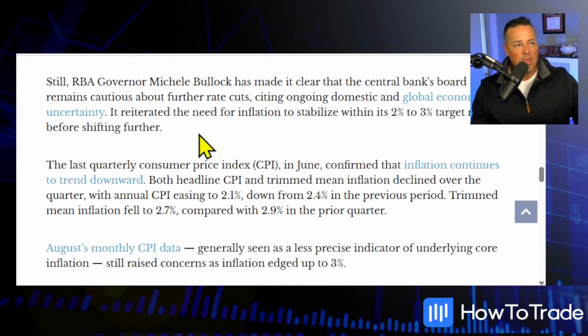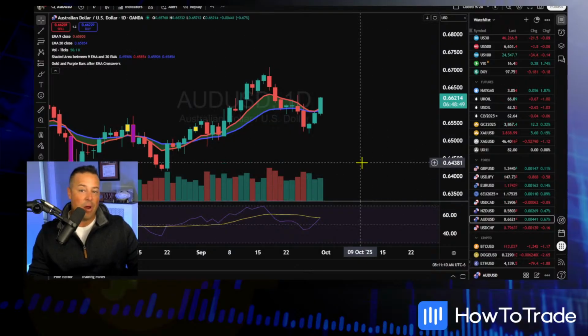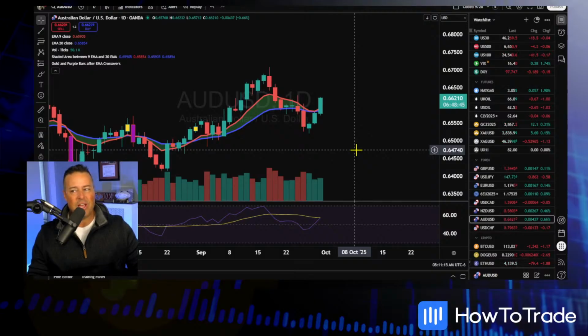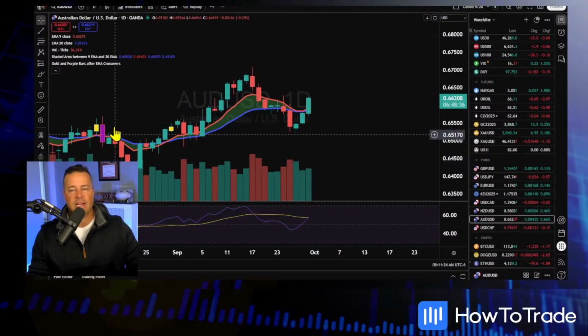But this is interesting. RBA Governor Michelle Bullock has made it clear that the central bank's board remains cautious about further rate cuts, citing ongoing domestic and global economic uncertainty, and reiterated the need for inflation to stabilize. So what do we have here? We have a hawkish stance. Basically, the RBA said we're not going to cut interest rates, even though they would really help out homeowners and probably kickstart our economic prowess a little bit. And what did you have? You have a bullish reaction here out of the Australian dollar against the USD. It was a very hawkish meeting. So right now you're up about 0.75%, 0.66, 0.2%, I guess that's better.